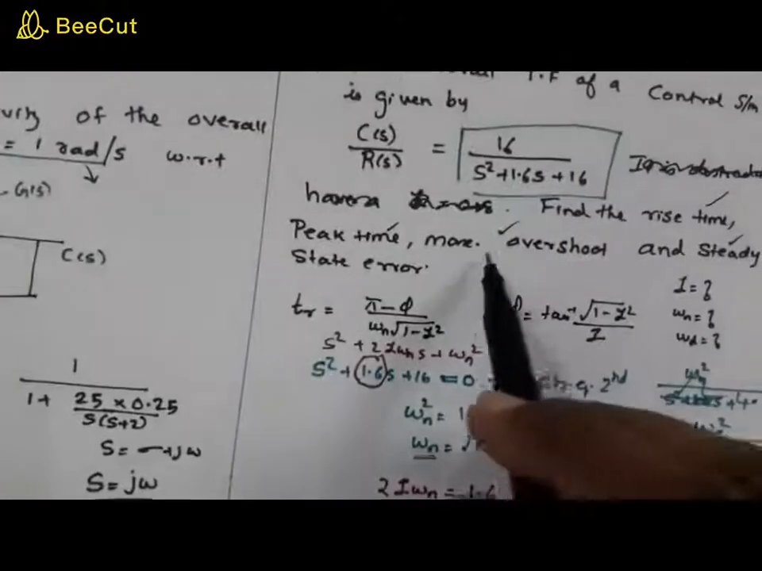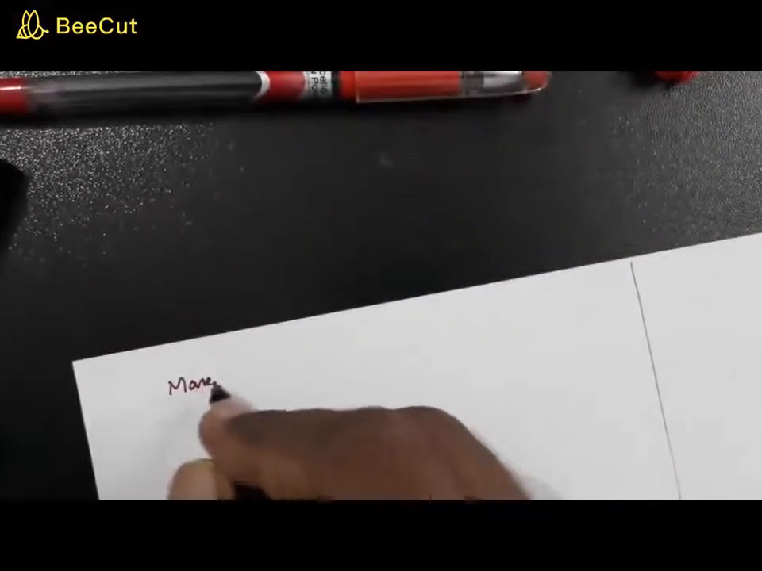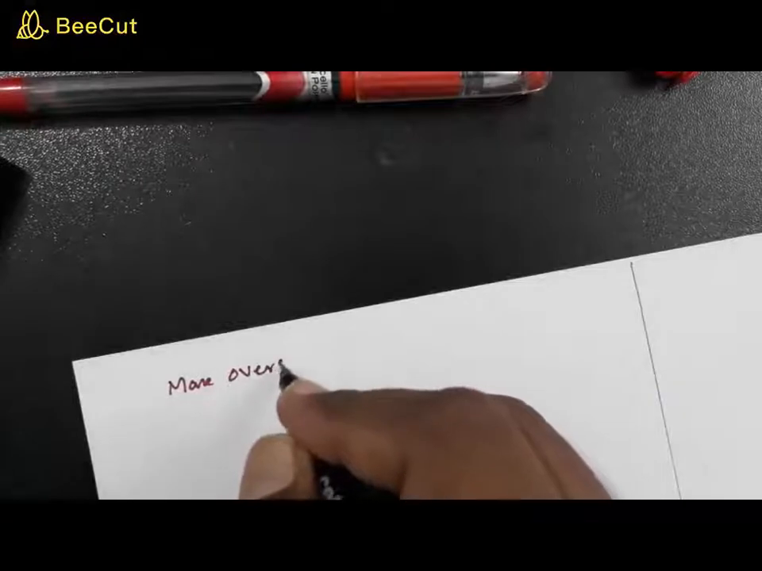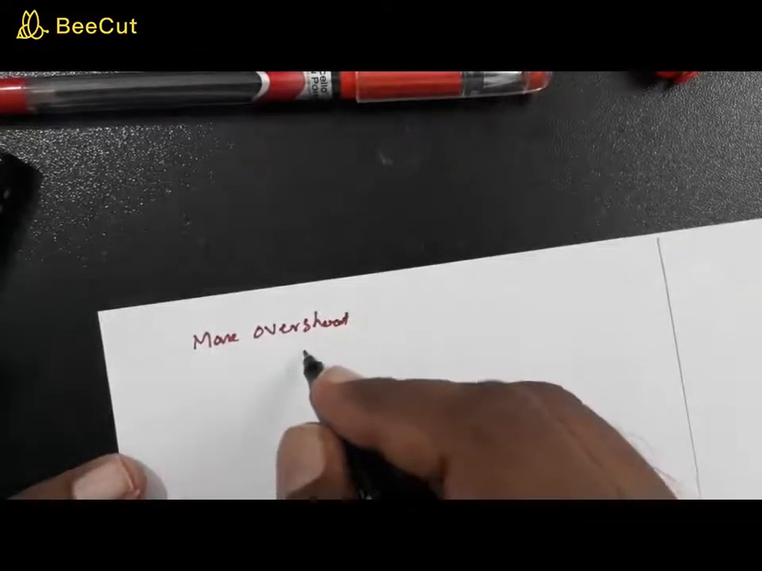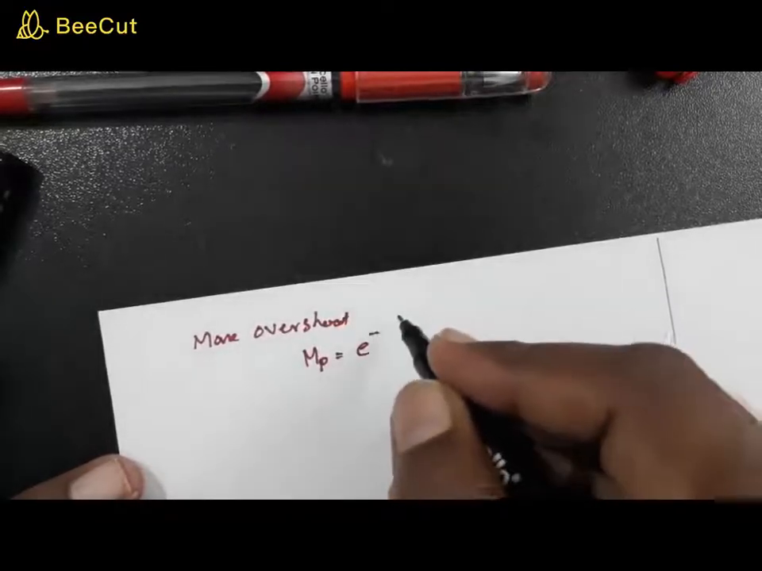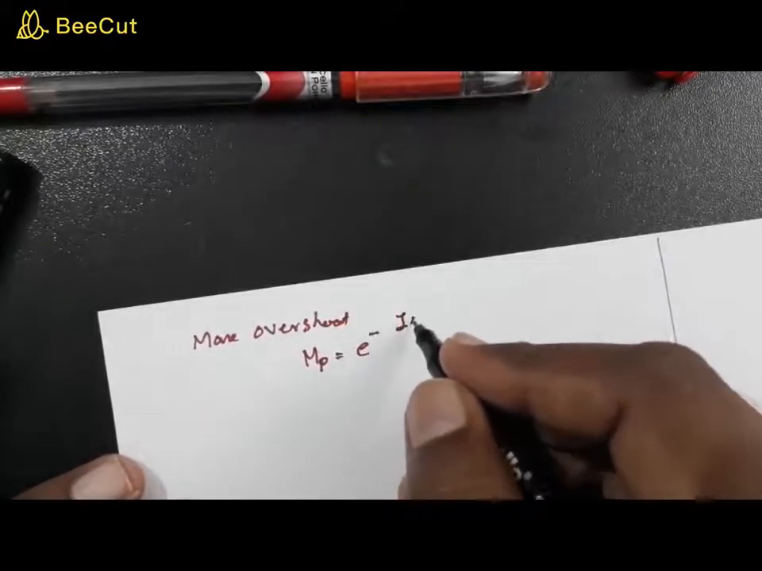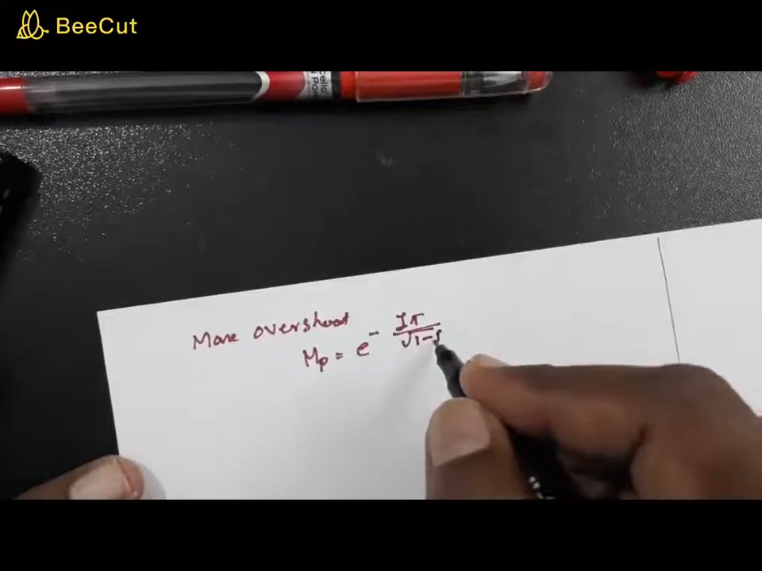Now what is the next question? That is to find out the maximum overshoot. Now to find out the maximum overshoot, MP is given by MP is equal to e raised to minus theta pi divided by root of 1 minus theta square.